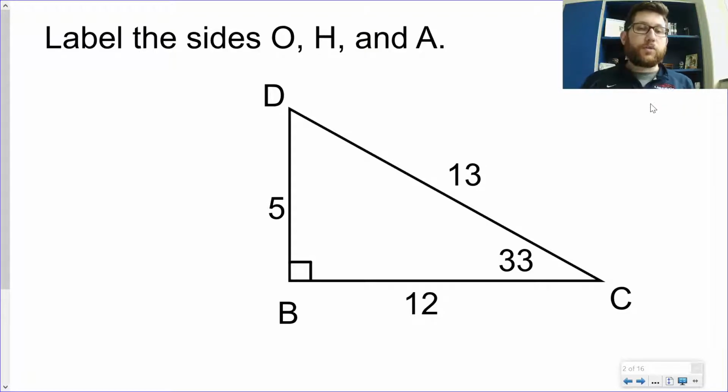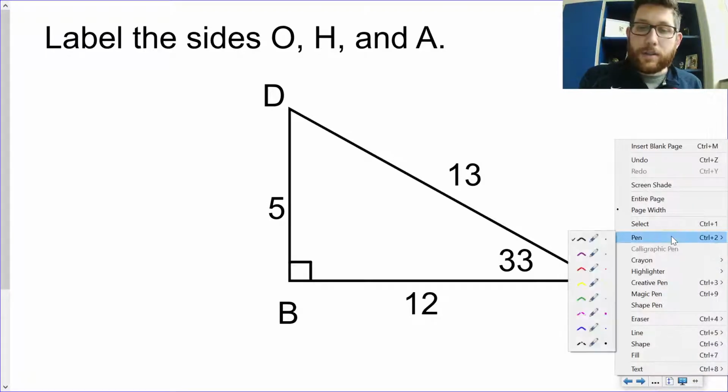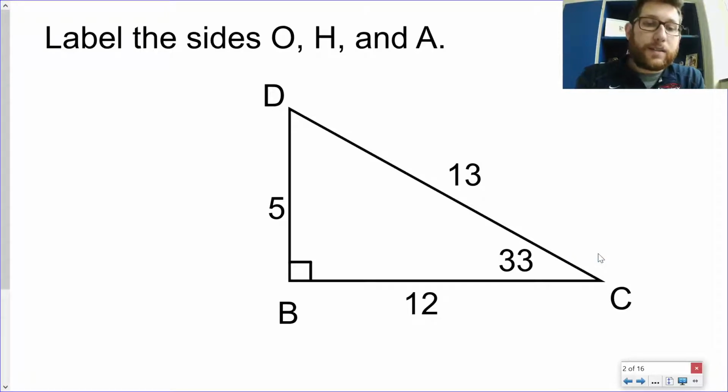So the first thing you want to do is label your H side. Now remember, the hypotenuse is opposite the 90 degrees. So the way we tell what our hypotenuse is, we take this little box, this box means 90 degrees, and we go opposite, and that gets us our H value.